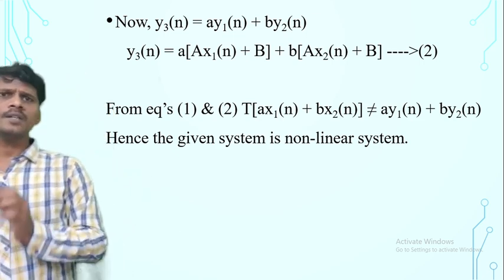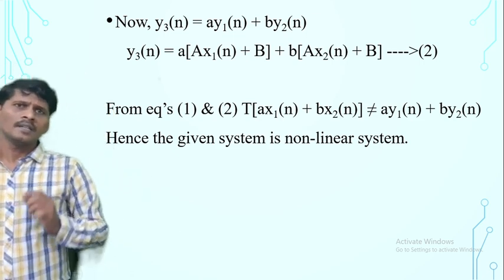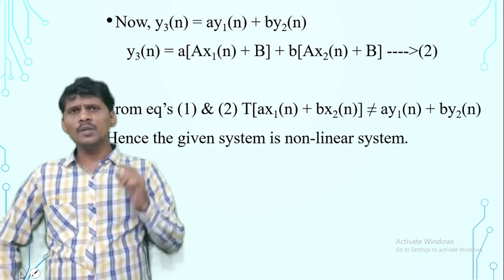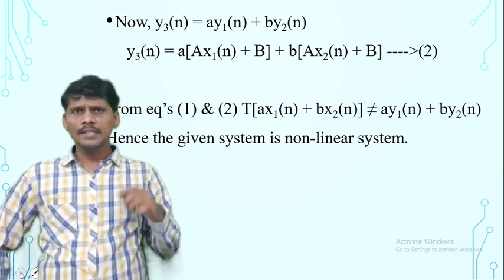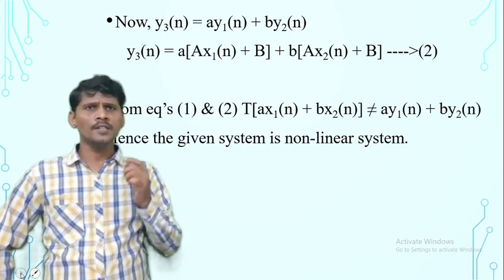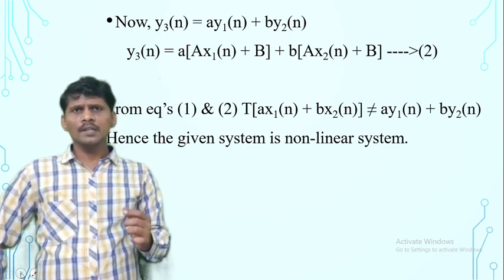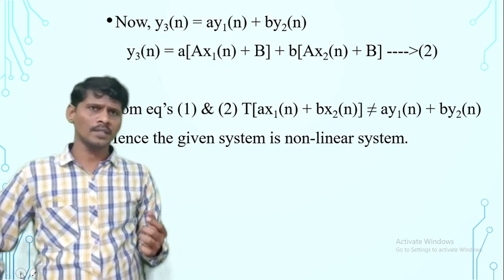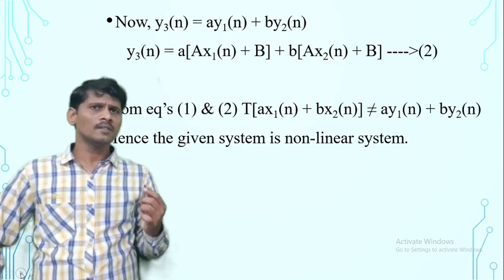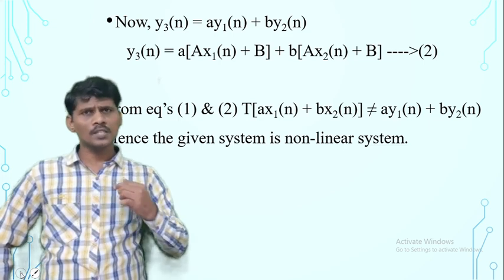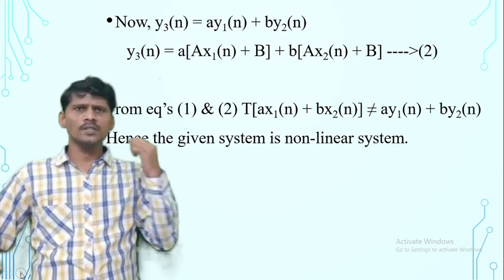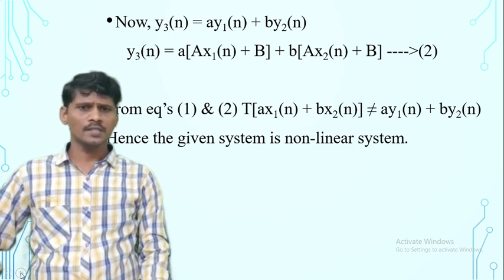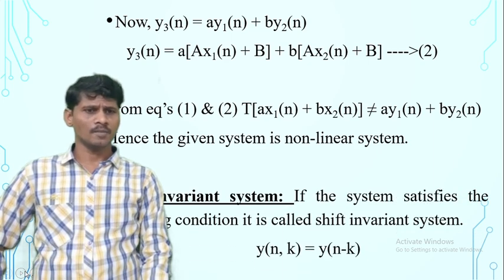So what is the statement of the linear time invariant system? A system is said to be LTI if it satisfies both the linearity property and the time invariant property. Then it is said to be an LTI system. And what is a linear time variant system? A system is said to be a linear time variant system if it satisfies both linearity and the time variant property. Now here the linearity property is not satisfied. Hence, the given difference equation is a linear time variant system.